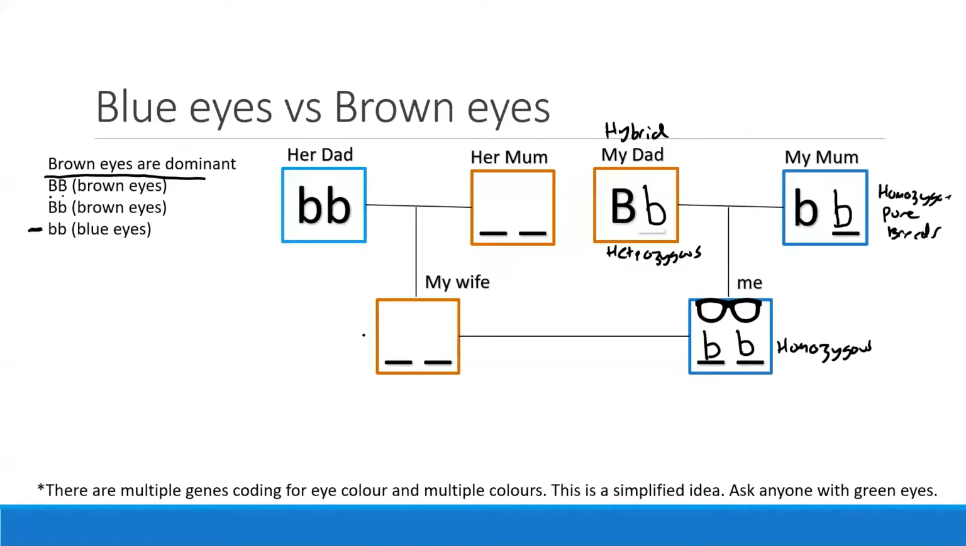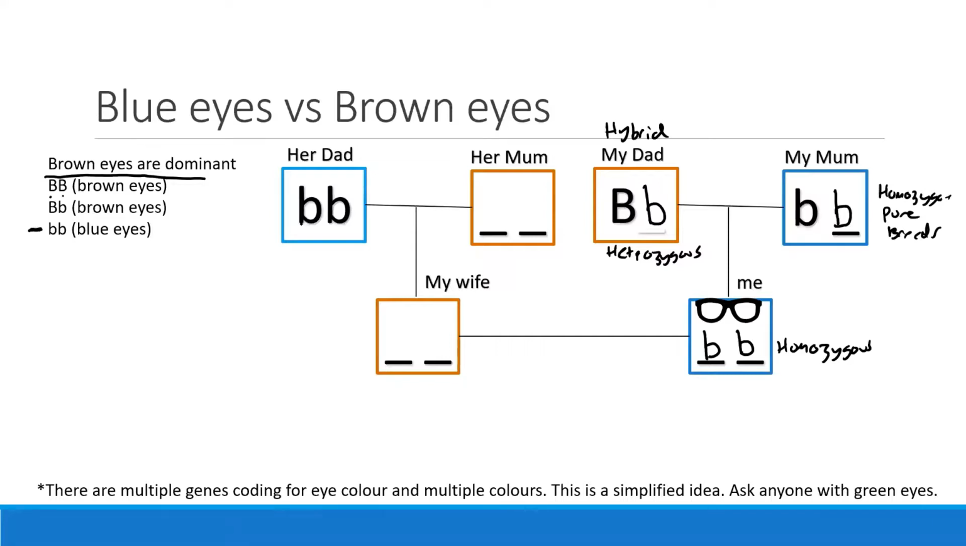She's got brown eyes, but what are the gene combinations? Has she got uppercase B, lowercase b, or lowercase b, lowercase b? It just depends, because of her mum. We need to find out her mum first.